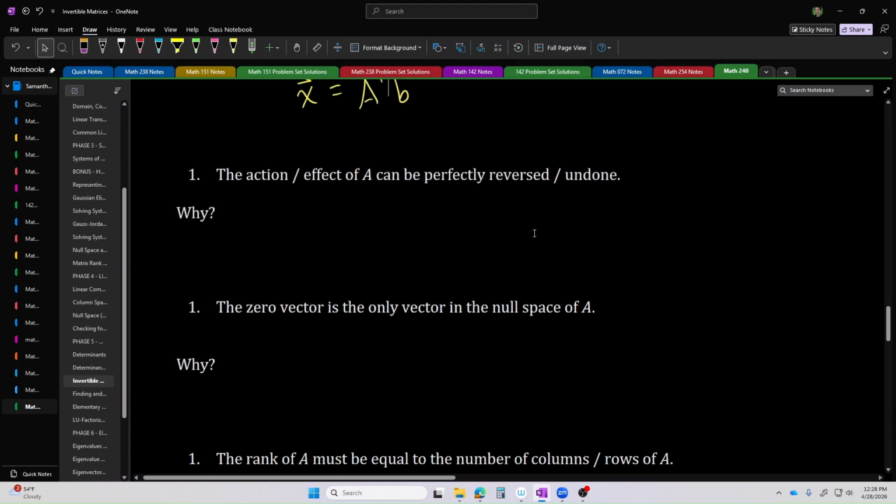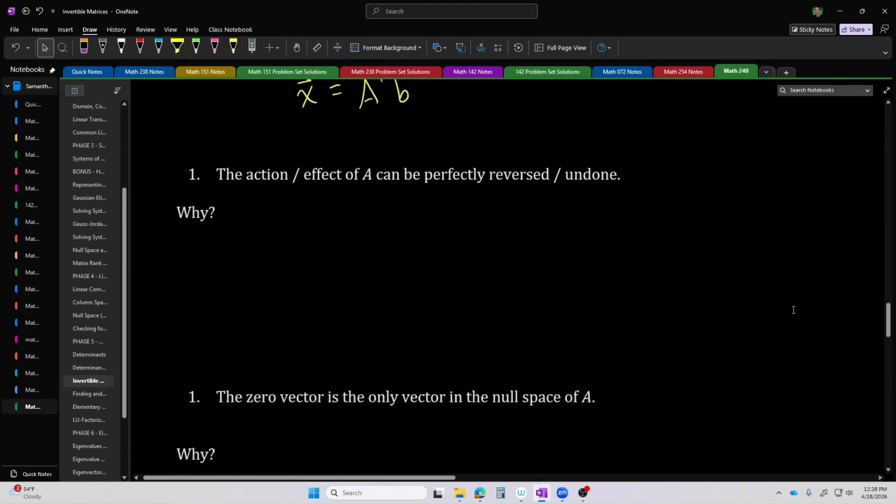The other thing that you can check when you're trying to determine whether a matrix A has an inverse or not is you can think about the action performed by A. Is that something that you can perfectly reverse? Is that something that you can perfectly undo? Or has the matrix A destroyed so much information, has it compressed so much information, that it's not possible to actually undo the action of A?